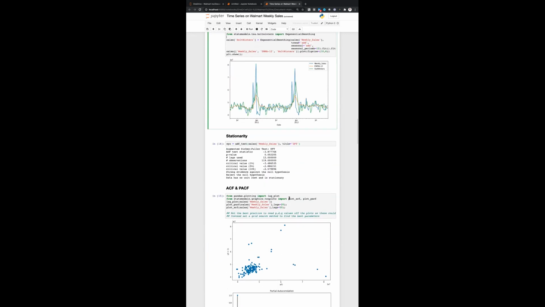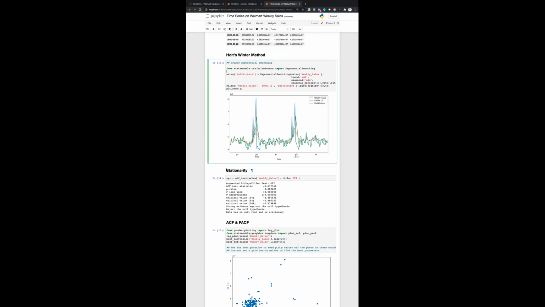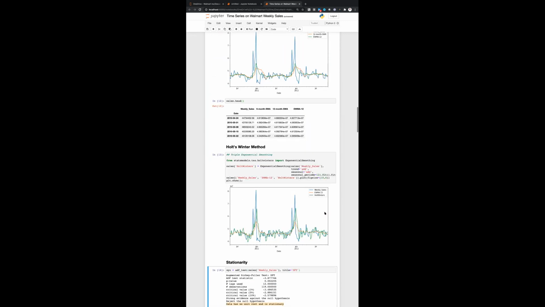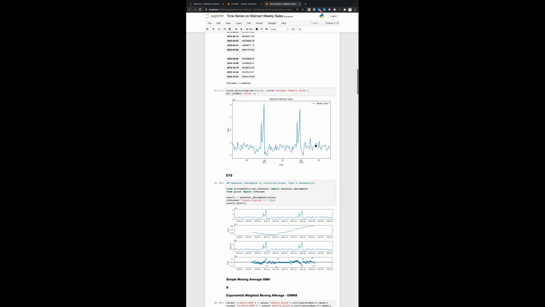So now, before jumping into the more complex methodologies, we gotta check for the stationarity. Again, I'm using the Dickey-Fuller test. And according to the Dickey-Fuller test, it says that the data has no unit root and is stationary. Although we can see, looking at this distribution, that it definitely doesn't look stationary.